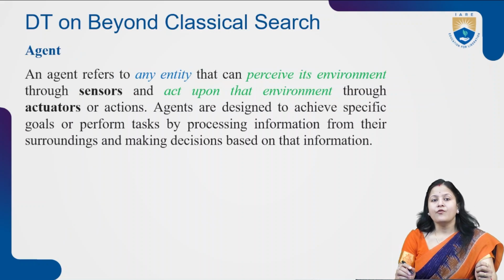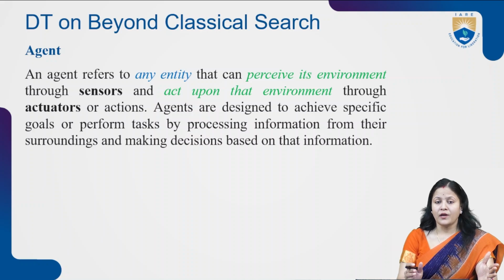Next, what is the meaning of an agent? An agent refers to an entity that can perceive its environment through senses and act upon the environment through actuators for actions. So agents are designed to achieve specific goals or perform tasks by processing information from their surroundings and making decisions based on that information.